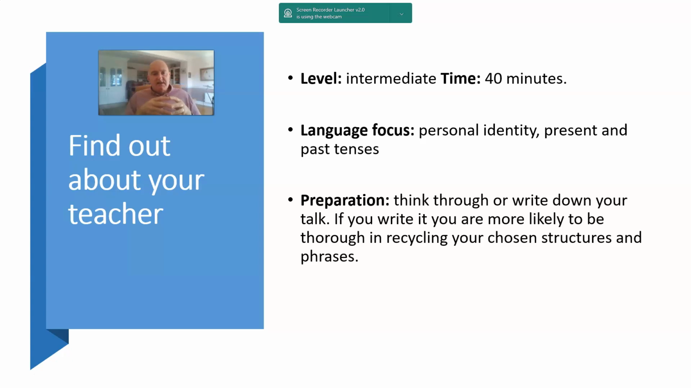So for this one, as a teacher, you'd probably want to prepare this in advance, think through or write down a talk about yourself. The language you use will depend on the class and how good they are, so you can tailor-make it to your class. And during your talk, you will probably want to build in, recycle structures, phrases that your class knows already so that the input is nice and comprehensible.